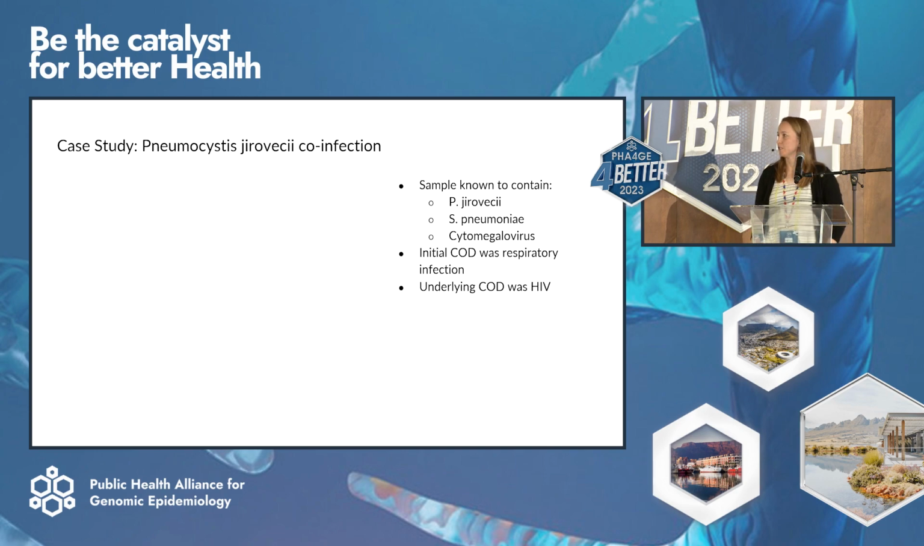But diving into this particular case study, this was a patient with a Pneumocystis jirovecii co-infection. So the CHAMPS network did their standard battery of tests and identified Pneumocystis jirovecii, Streptococcus pneumoniae, and cytomegalovirus in the sample. The initial cause of death was listed as respiratory infection, but the underlying cause of death was later identified to be HIV.